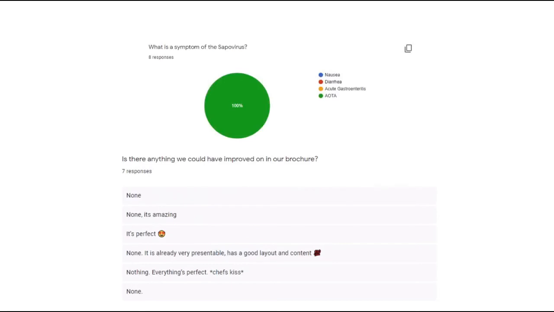And last but not least, for our Google Forms feedback questionnaire: is there anything we could have improved on in our brochure? Seven responded with none. "None. It's amazing. It's perfect." "None. It is already very presentable and has a good layout and content." "Nothing. Everything's perfect. Chef's kiss." This makes us happy that we received positive feedback from our audience.